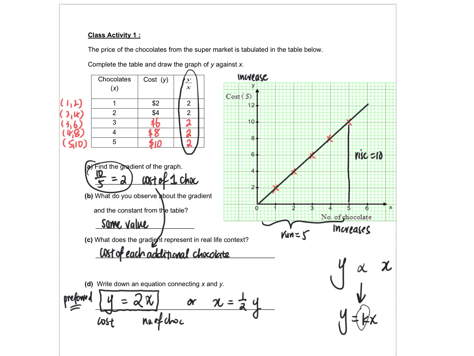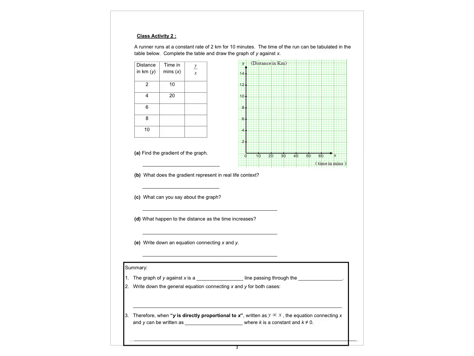Anyway, today if you want, when you go home, try activity 1 and 2 on your own first before we go through it in the next lesson.